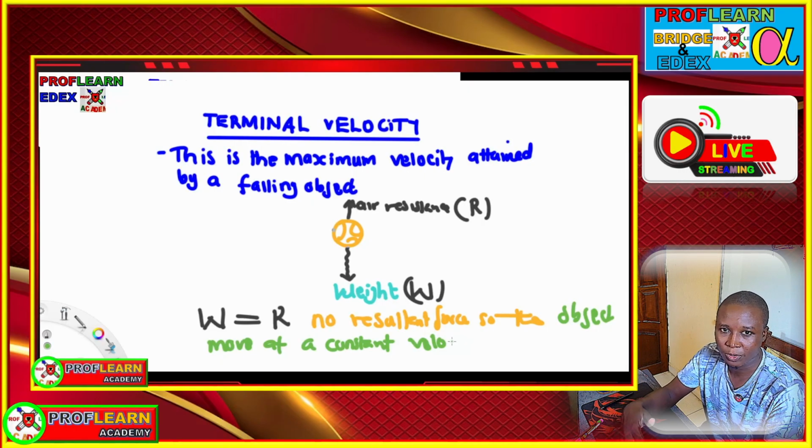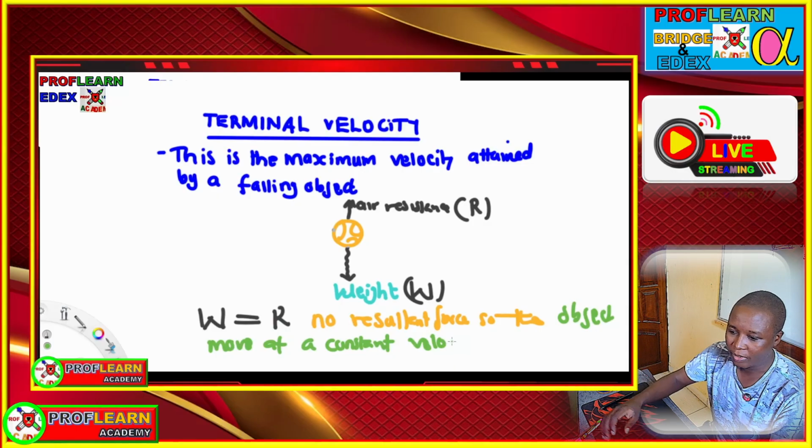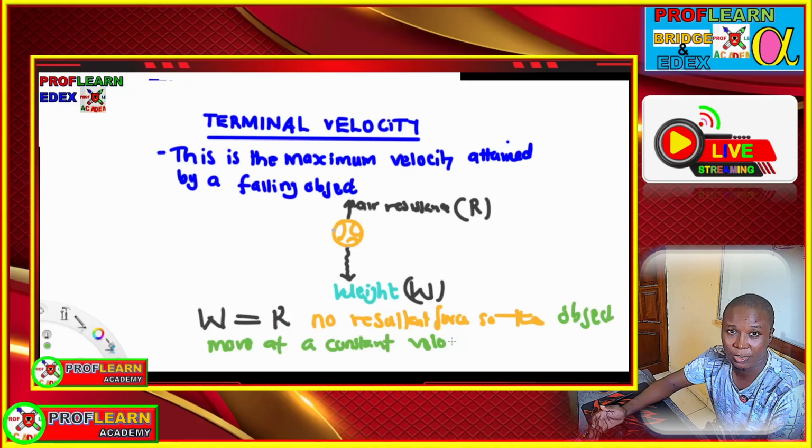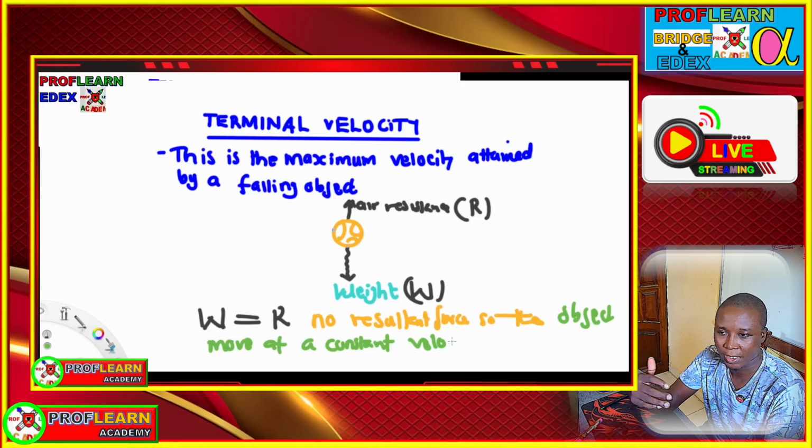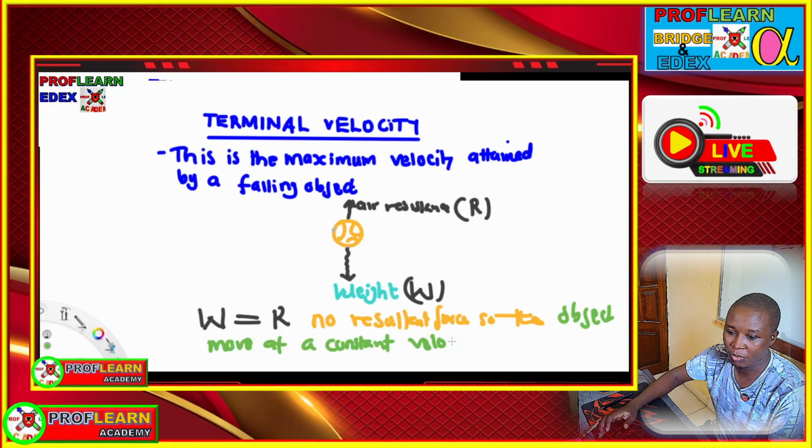You need to know by tomorrow how you define terminal velocity. We need to say that terminal velocity is the constant velocity attained by an object moving in a fluid. It can either be moving in air or in a liquid or water. So what you need to realize here is that terminal velocity is attained when the resultant force is equal.